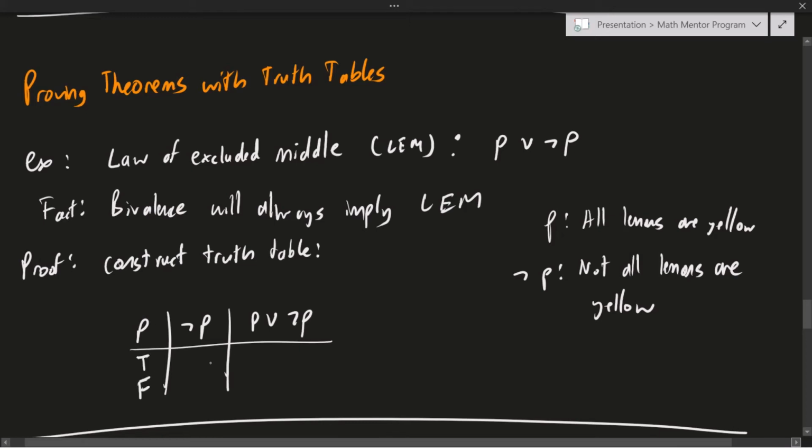But then what is not P? Well, remember, not P reverses the truth value of P. So it would be false in this case, and it would be true in this case. And then we would ask ourselves, well, what is the truth value then of P or not P?